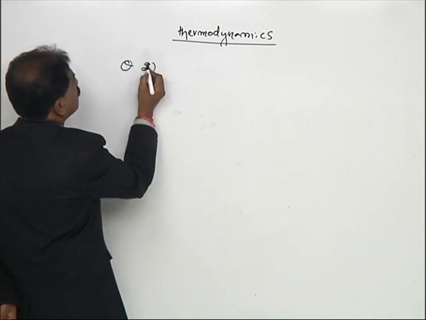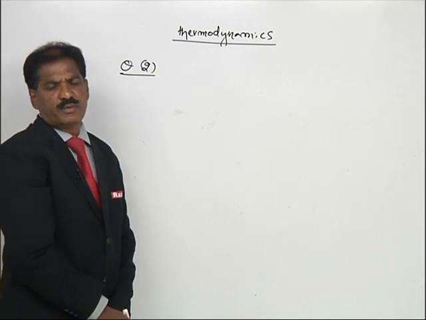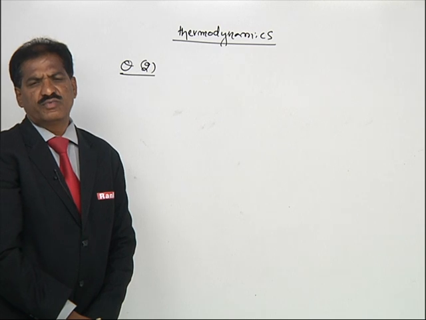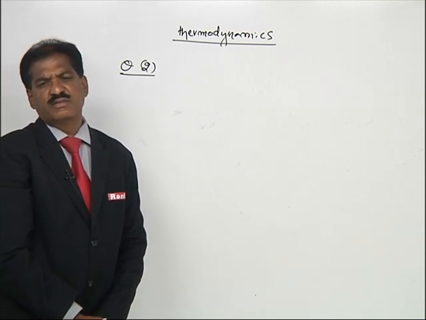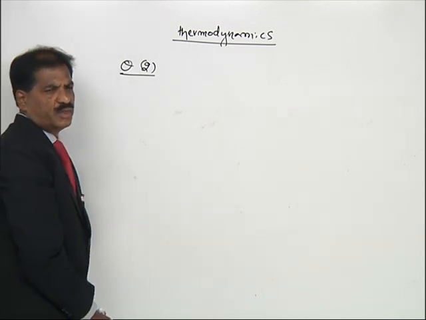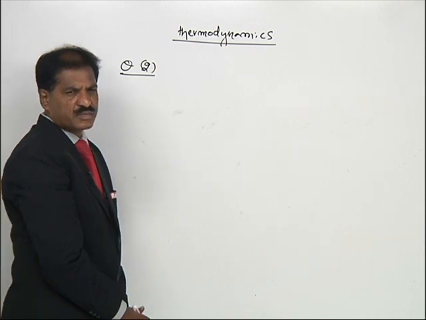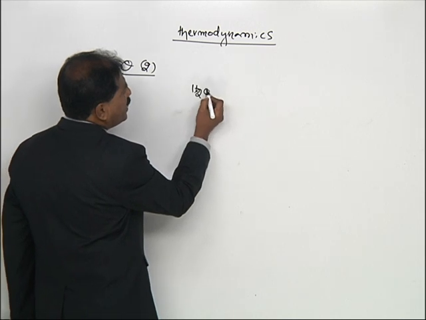Next, question number 2. Now I will read the problem. In order to decompose 9 grams of water, 142.5 kilojoules of heat is required. Hence, the enthalpy of formation of water is. In the problem, they have given the amount of heat required to decompose 9 grams of water. Therefore, let us represent the decomposition reaction of water.